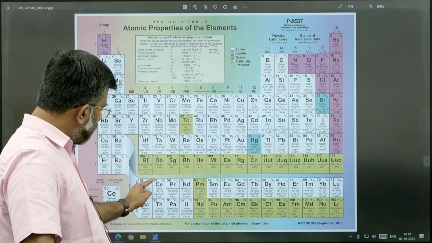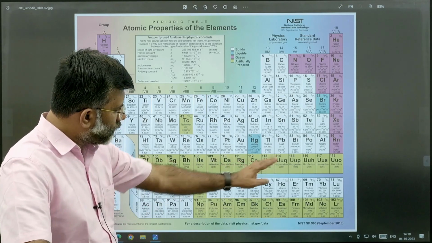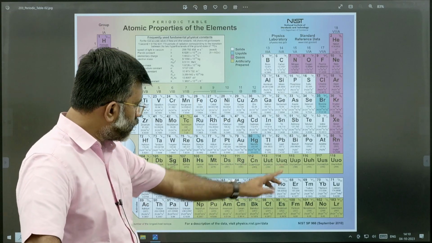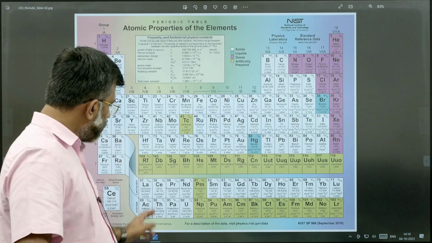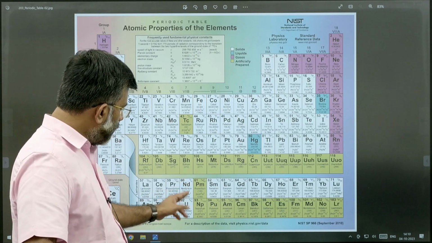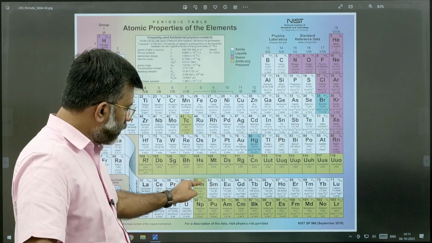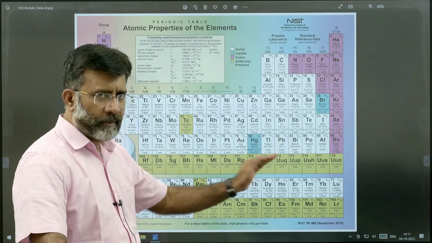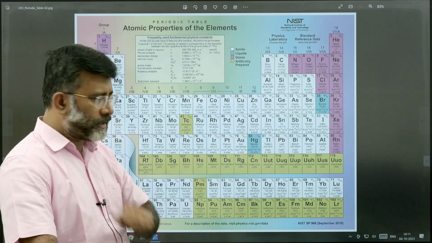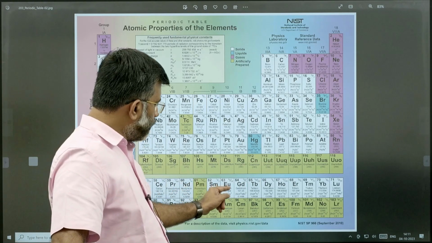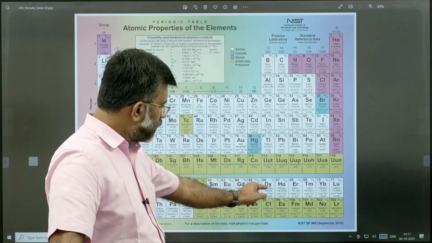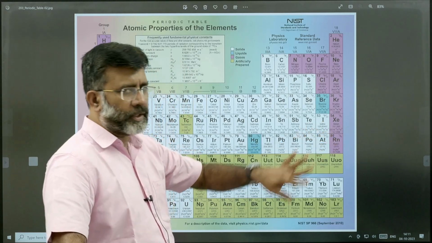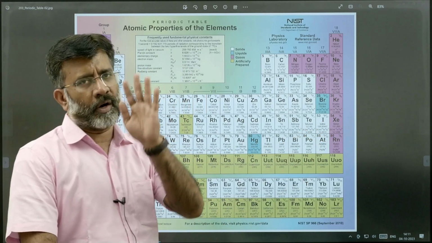Lanthanoids start from 58 cerium up to 71 lutetium: cerium, praseodymium, neodymium and promethium. Promethium is radioactive in nature; among that line, it is the only radioactive element. Then samarium, europium, gadolinium, terbium, dysprosium, holmium, erbium, thulium, ytterbium, lutetium. That series you have to learn by heart.